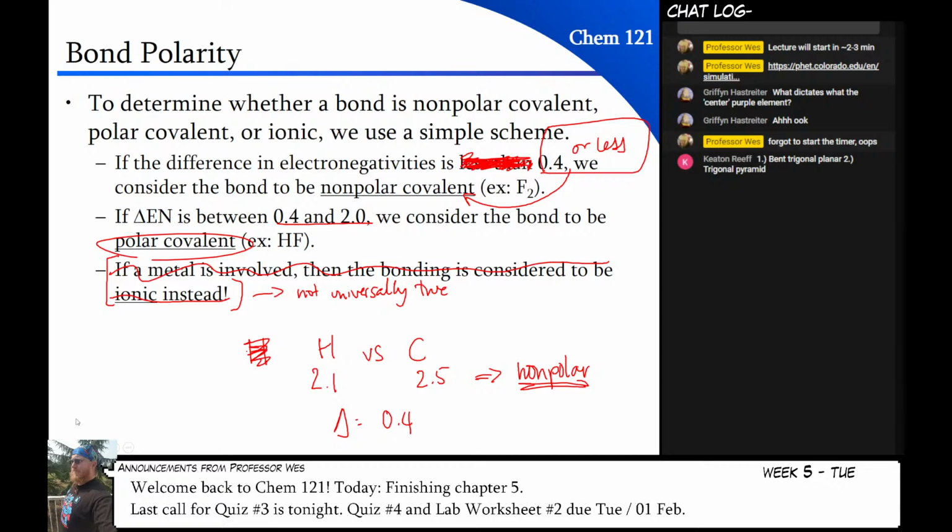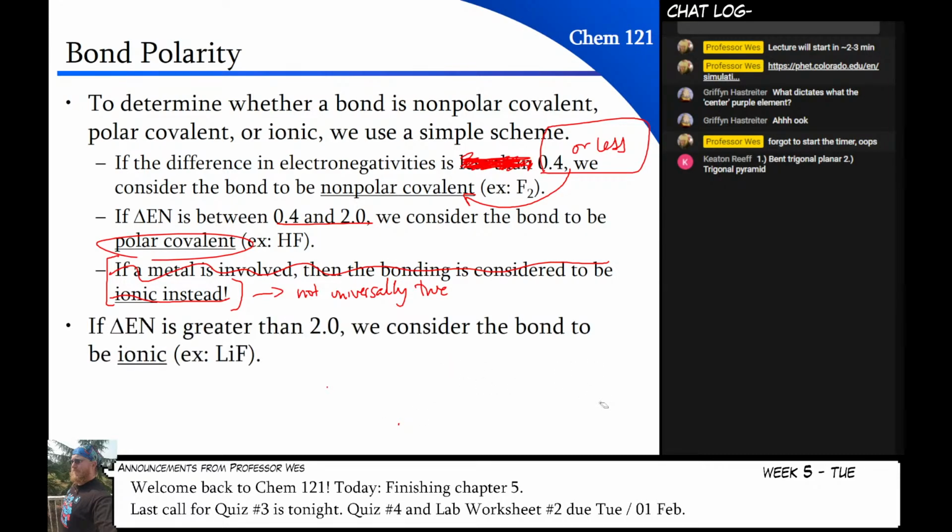Don't worry. The last thing that we want to consider is what happens if the difference is greater than 2. If the difference is greater than 2, then the electron is essentially transferred completely away from the first atom and given to the second atom. And that's what we would call ionic.